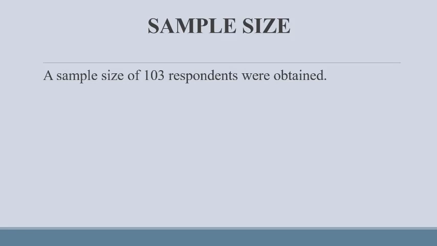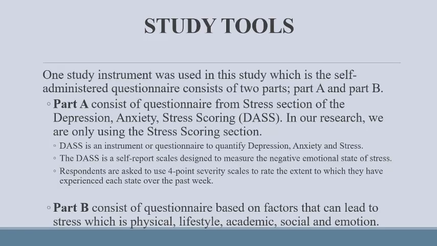The sample size of our research is 103 respondents. The study tool we use for this research is one study instrument, a self-administered questionnaire, which consists of two parts, part A and part B. Part A consists of a questionnaire from the stress section of the depression, anxiety, stress scale, known as DASS. In our research, we are only using the stress scoring section.